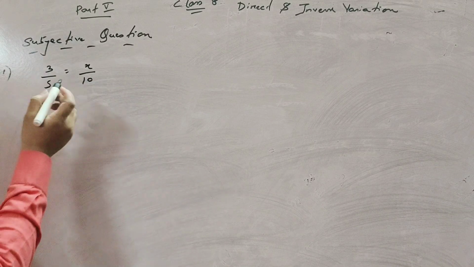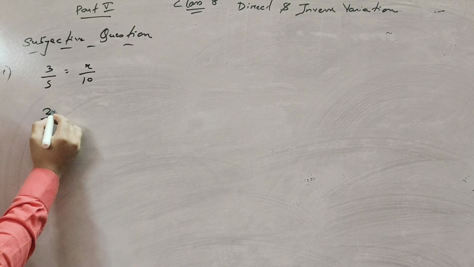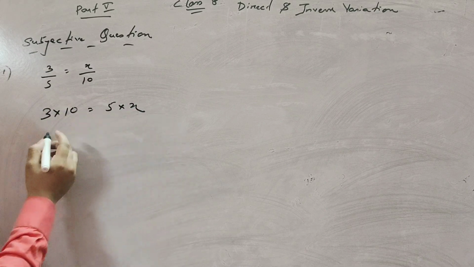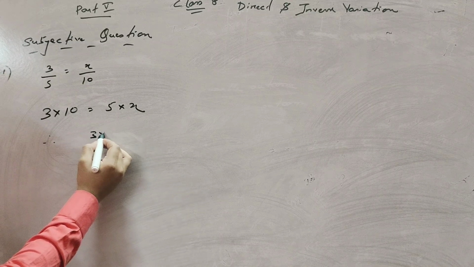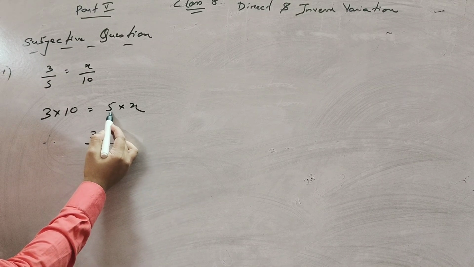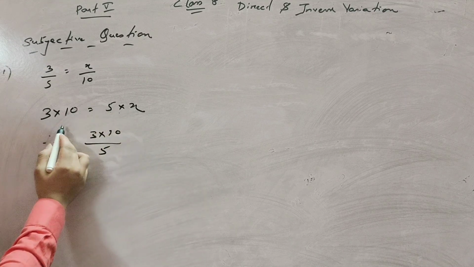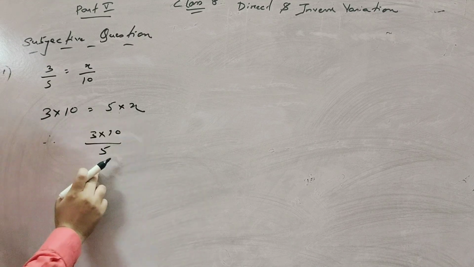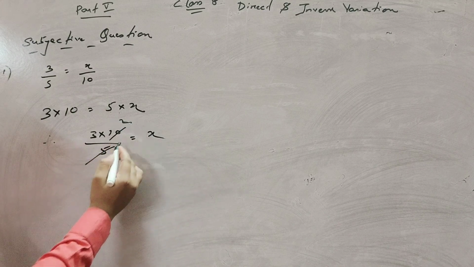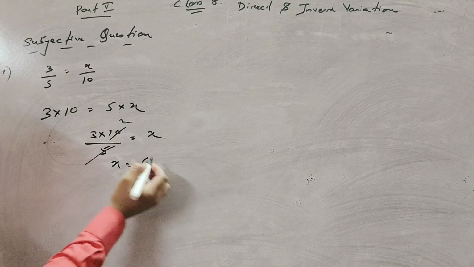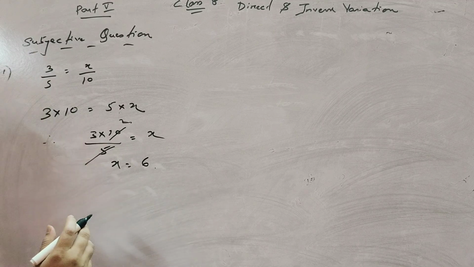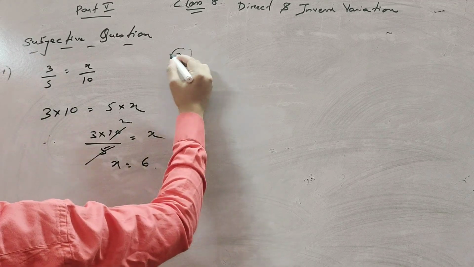It is very easy. Cross multiplication, that is 3 into 10 equals 5 into x. Therefore the value of x is 3 into 10 by 5, because here it is multiplication, when it comes to this side it gets divided. 5 twos are 10, so the value of x equals 3 twos are 6. Done.